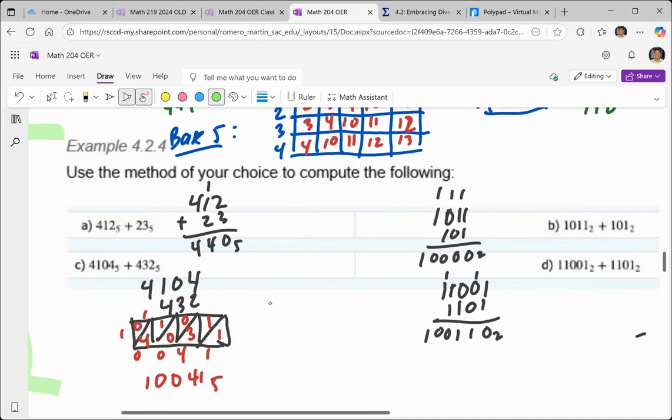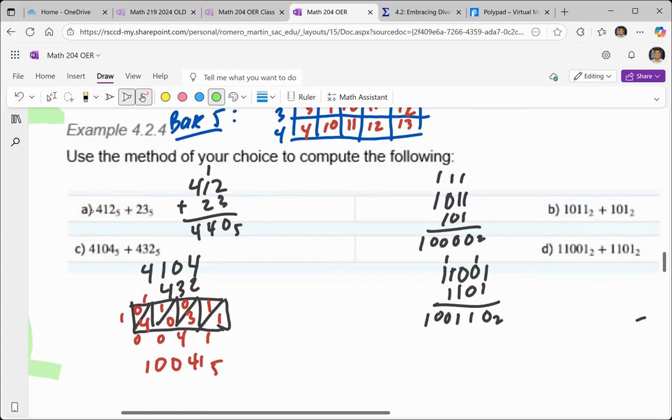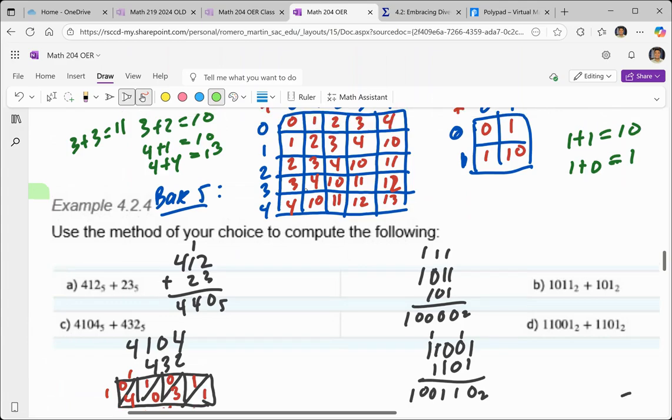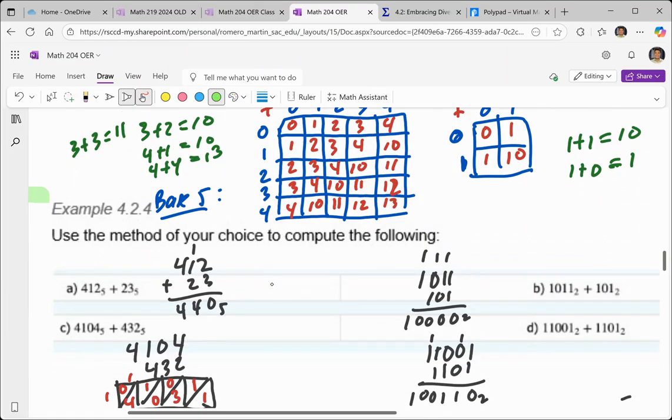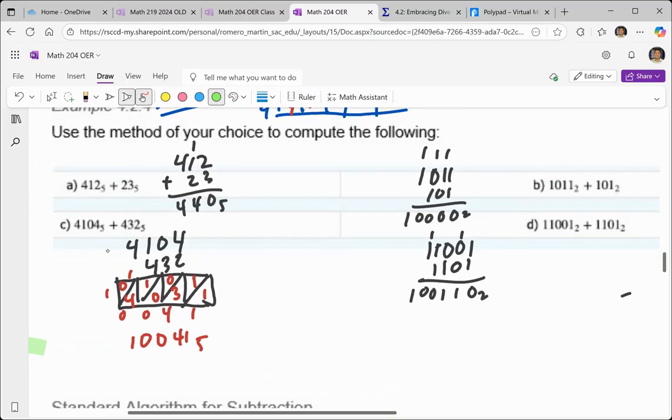Now, the problems are completed. I'll talk you through them. 412 plus 23. Notice 2 plus 3. I go back over here. 2 plus 3 is 1, 0. Right? 2 plus 3 is 5, but that's in base 5, it's 1, 0. So you put a 0 and then carry the 1. 1 plus 1 plus 2 is 4. Good. 4 plus 0 is 4. There's your answer. Same thing here in base 5, but using the lattice method.